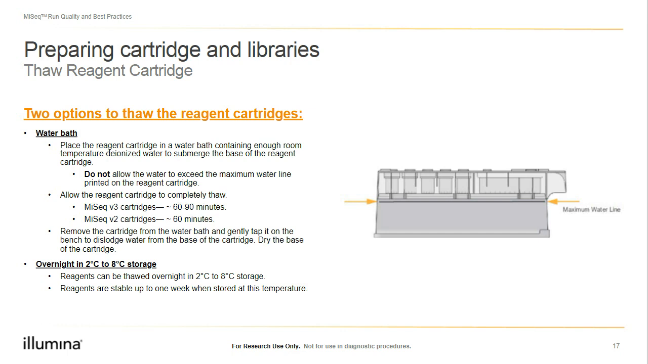Our other option, which provides more flexibility and longer reagent stability, is to thaw overnight at 2 to 8 degrees C. Reagents are stable for up to 1 week when stored at this temperature and using this thawing method. This is really beneficial if you may have a busy schedule and you're unsure if you'll be able to start your run in the next 24 hours or next few hours, and you want to allow yourself the freedom to start that run whenever it's convenient for you.